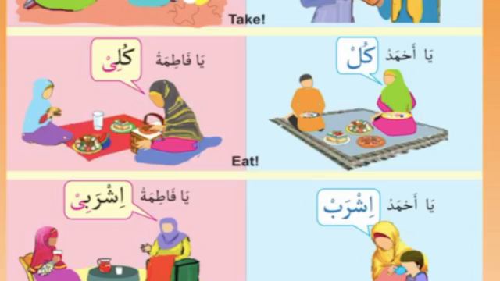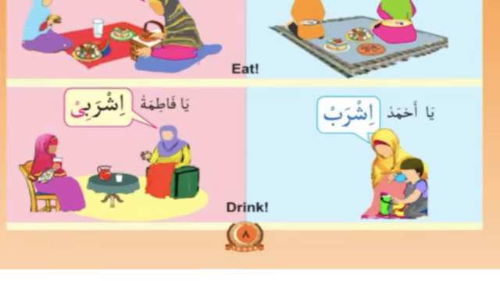Alright? So when you command a male to eat, you say kul. And when you command a female or a girl to eat, you say kuli. Alright? So the difference between kul and kuli is adding ya at the end of the command verb. Alright? And let's move on to the next one.